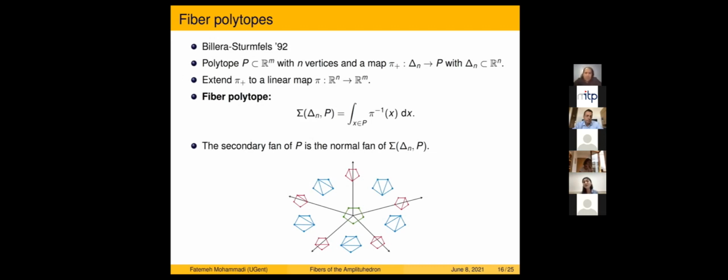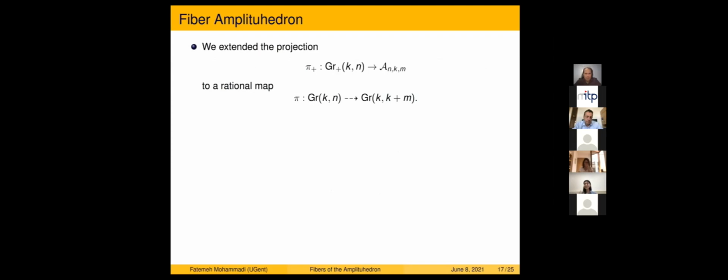Okay, so now the idea is to study the same fiber geometry for the Amplituhedron instead of polytopes, to extend this to objects that are not necessarily polytopes. So to do this, we take this map pi plus, which was the defining map of the Amplituhedron from the positive Grassmannian to the Amplituhedron, and then we extend it to a rational map from the Grassmannian G(k,n) to the Grassmannian G(k+m,n), because they live in these spaces, right?